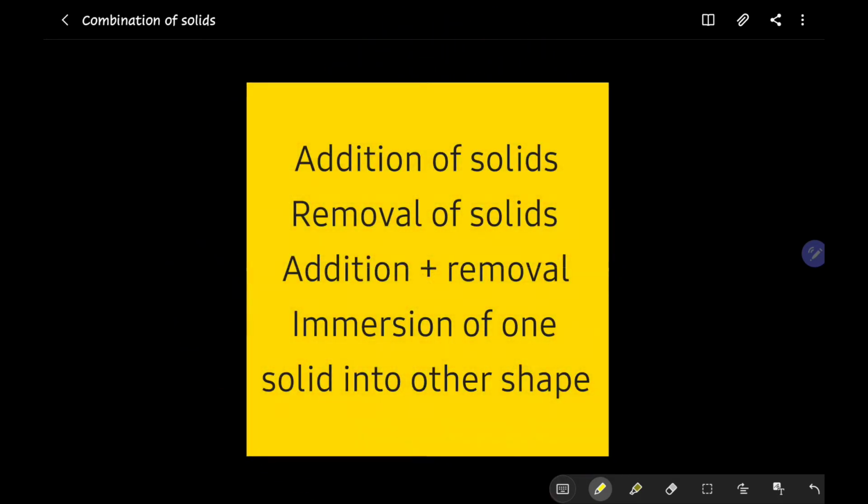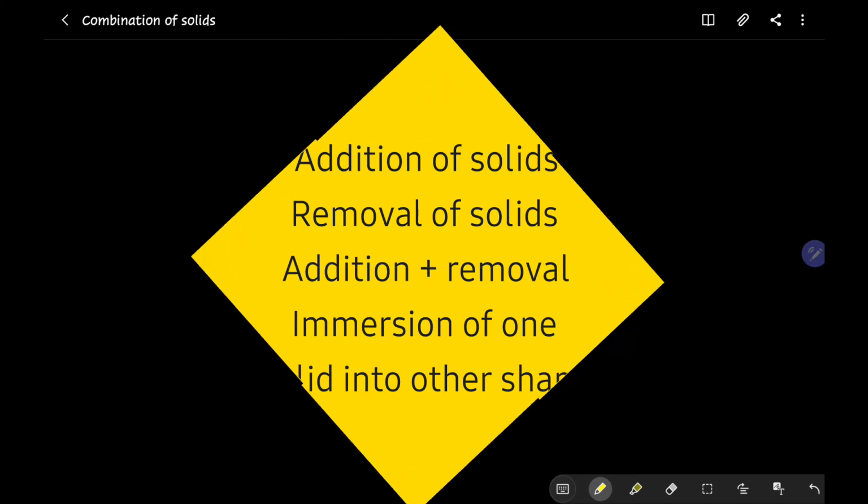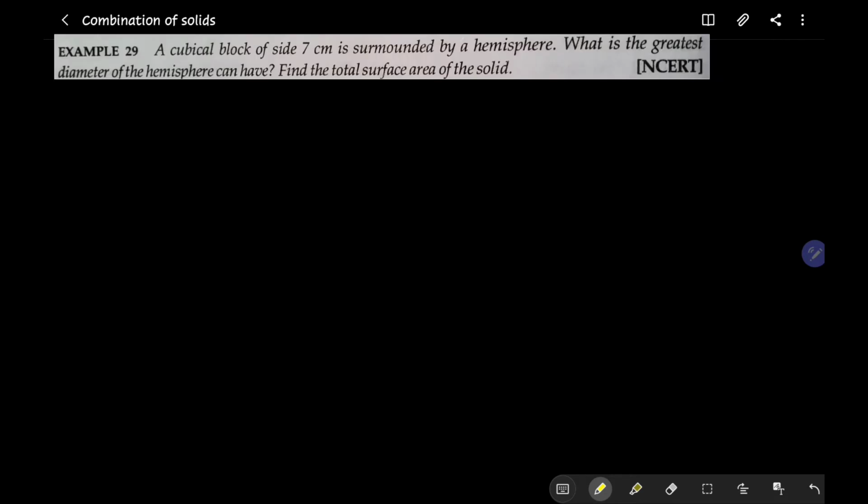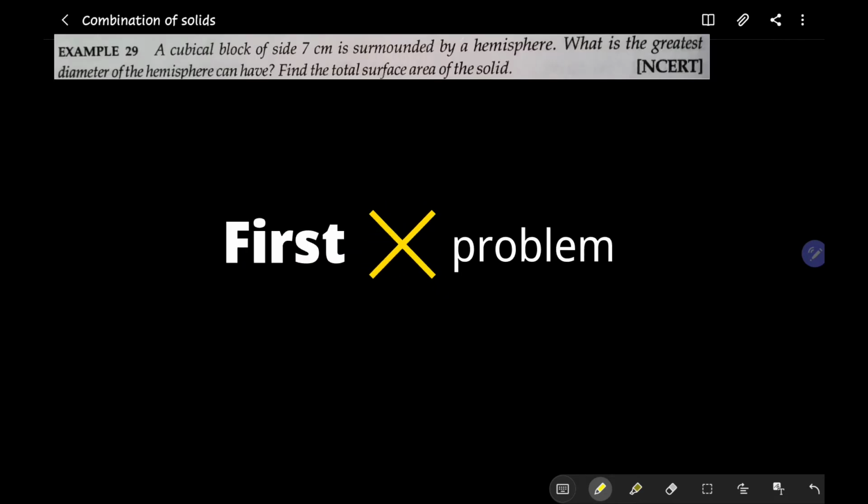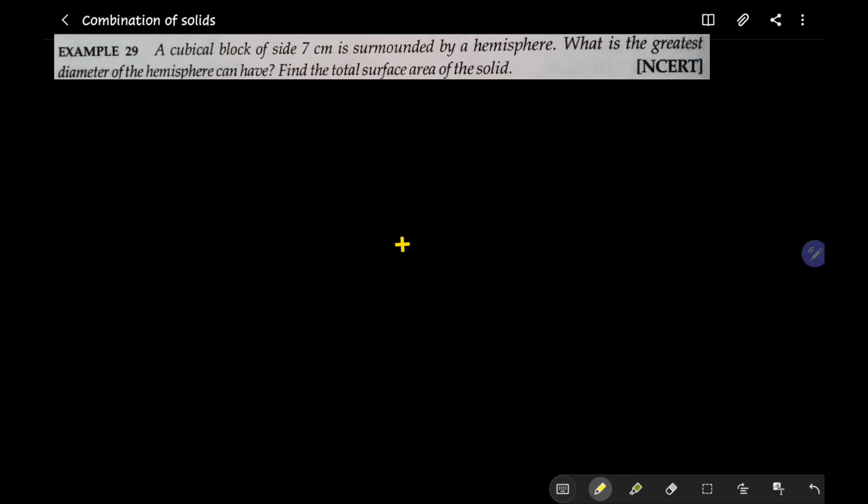Solids can be combined in 4 different ways: addition of solids, removal of solids, addition plus removal of solids, and immersion of one shape into the other shape. In this video, we're going to discuss the first part, addition of solids, with some important model problems.